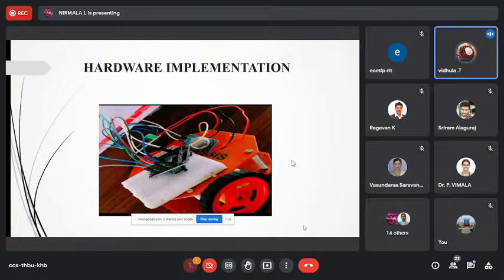And this is the alcohol detection result. And this is the accident detection result.